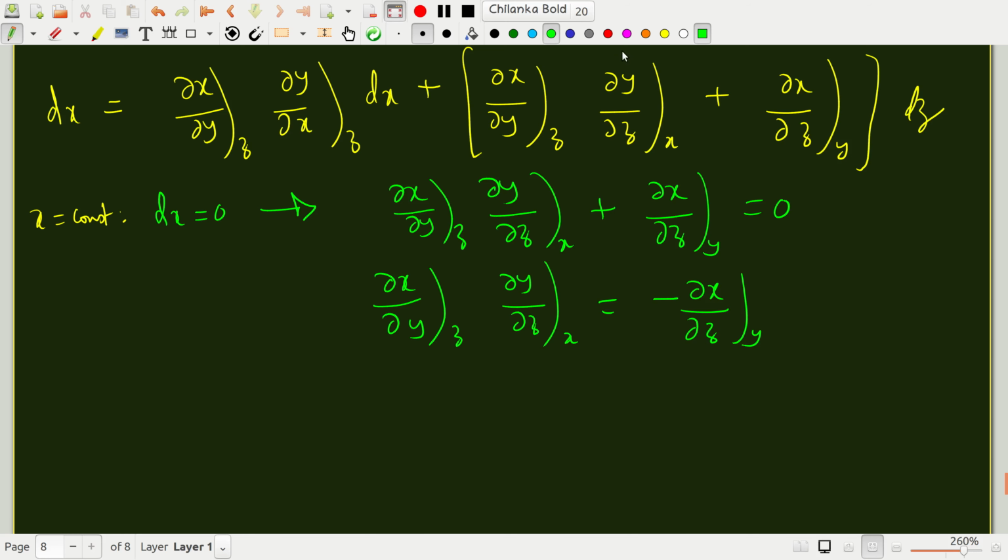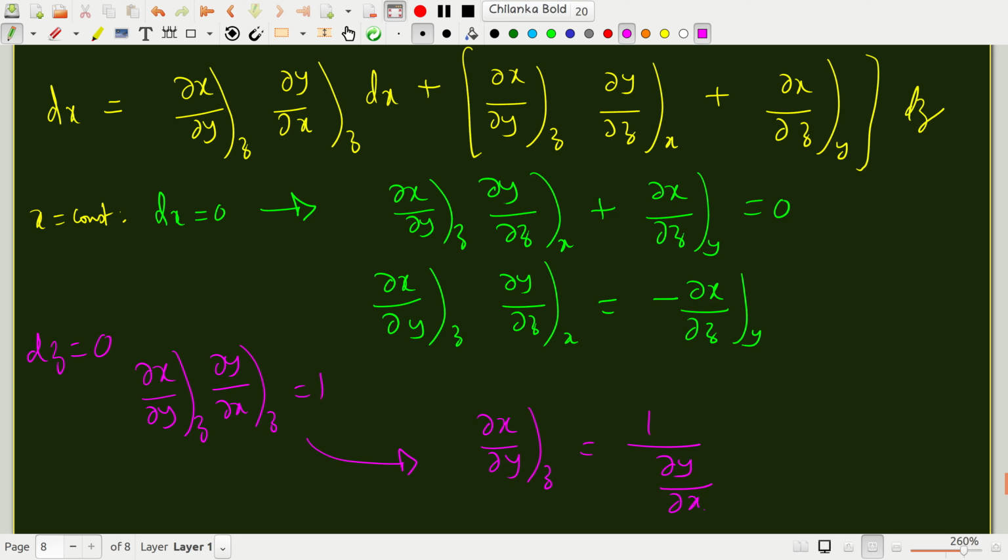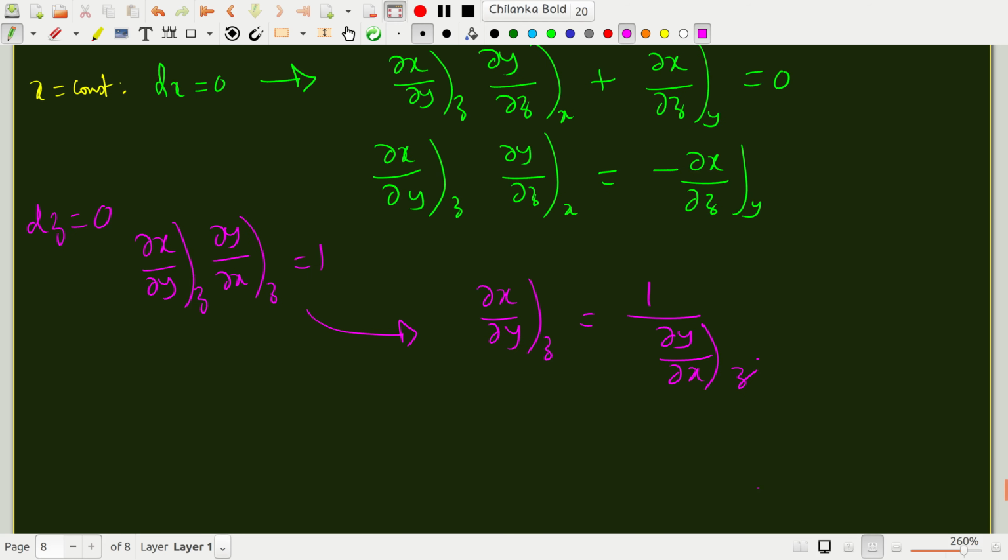Okay, now suppose I consider, let me use a different color for this. Suppose I consider z is constant, that is dz is 0 in this expression, then this entire term will become 0. So dx cancels, so I'll get partial x partial y at constant z times partial y partial x at constant z is 1, which implies that partial x partial y at constant z is 1 over partial y partial x at constant z.